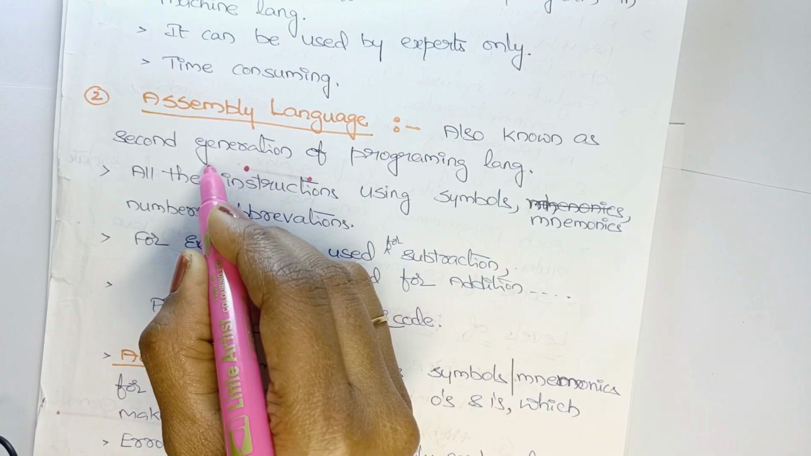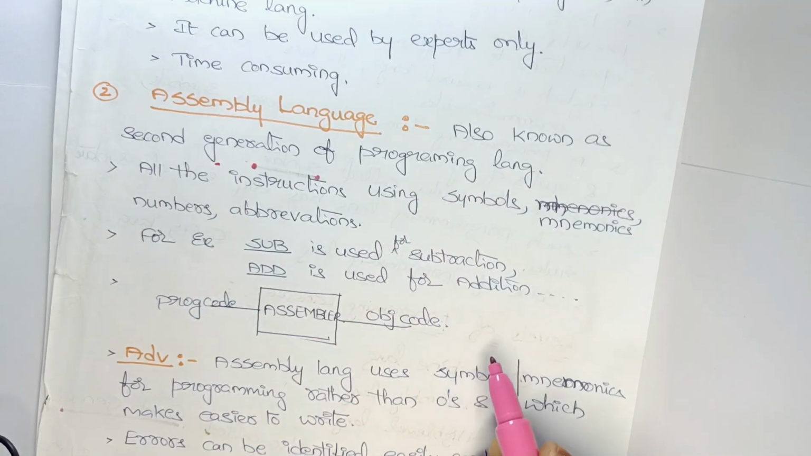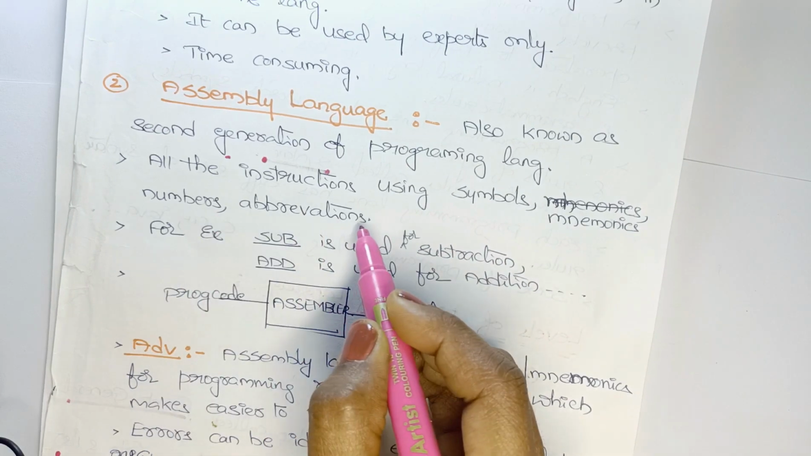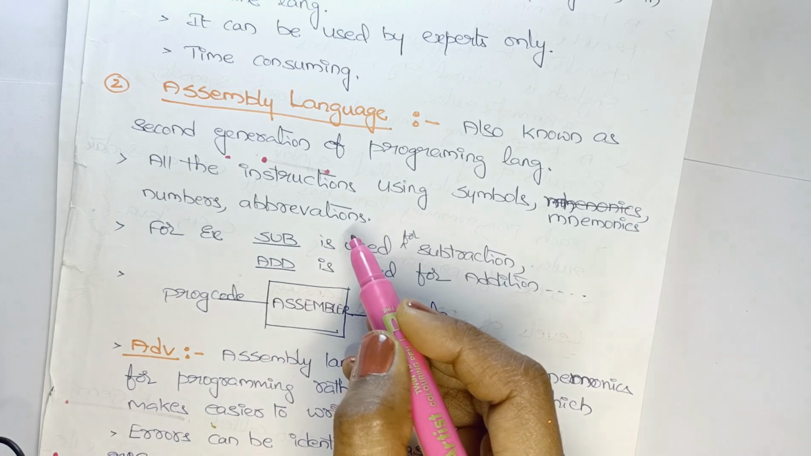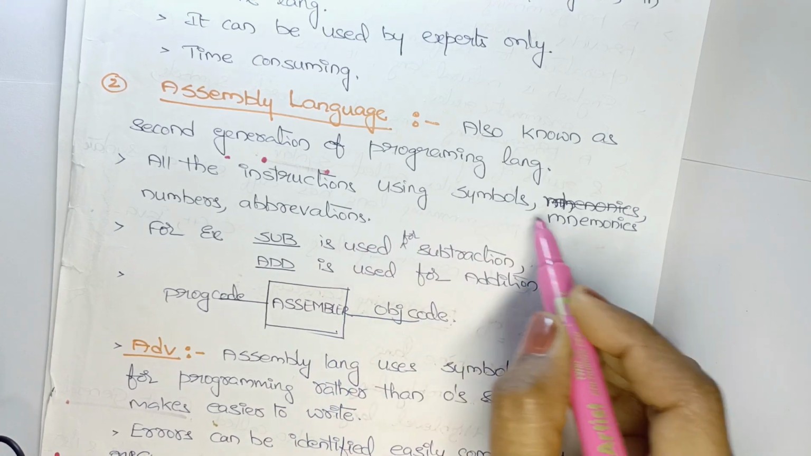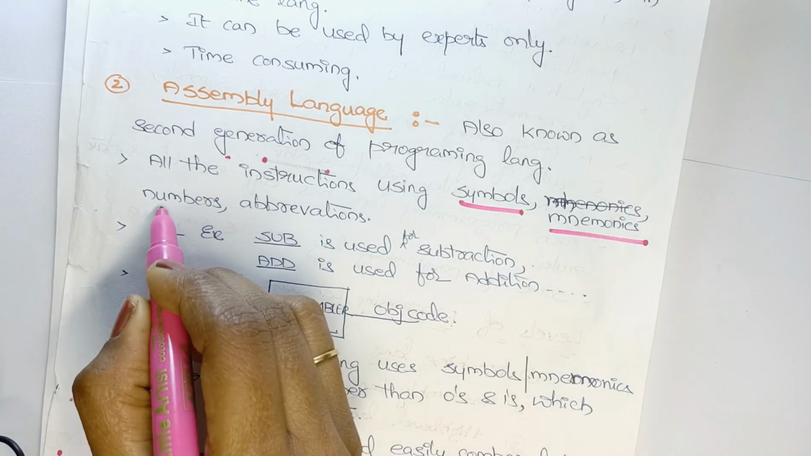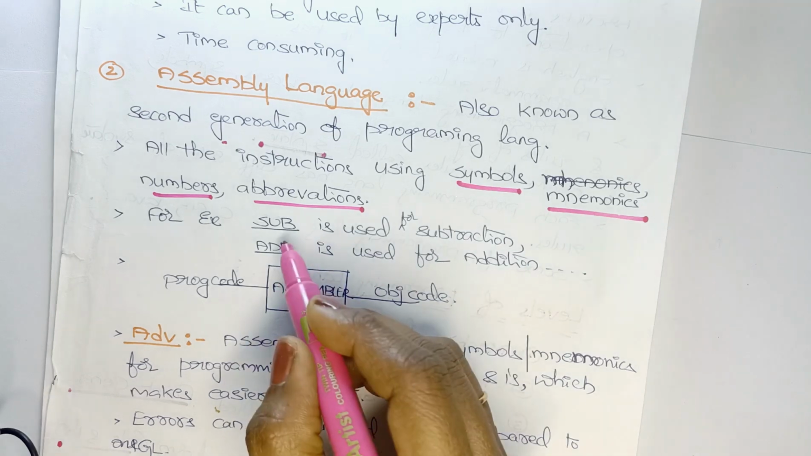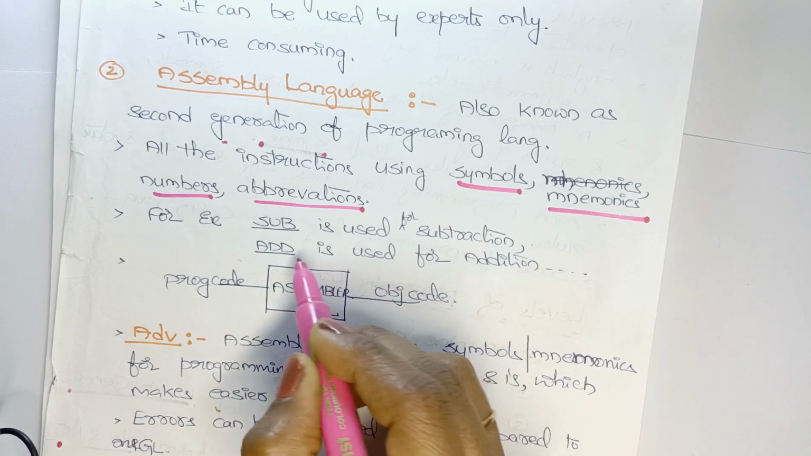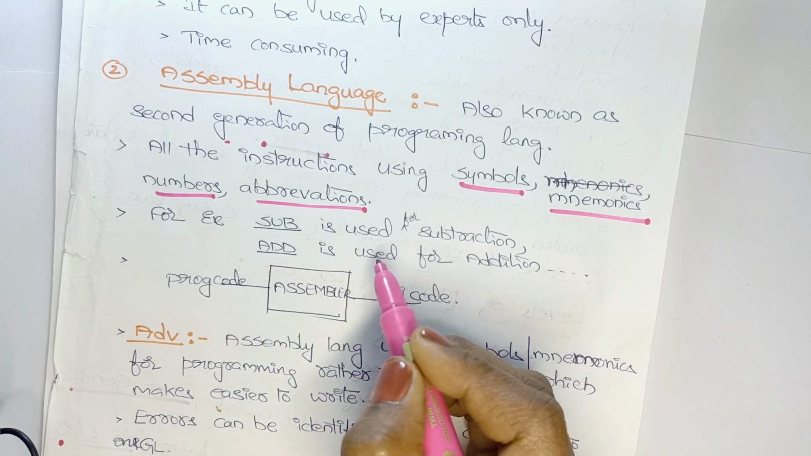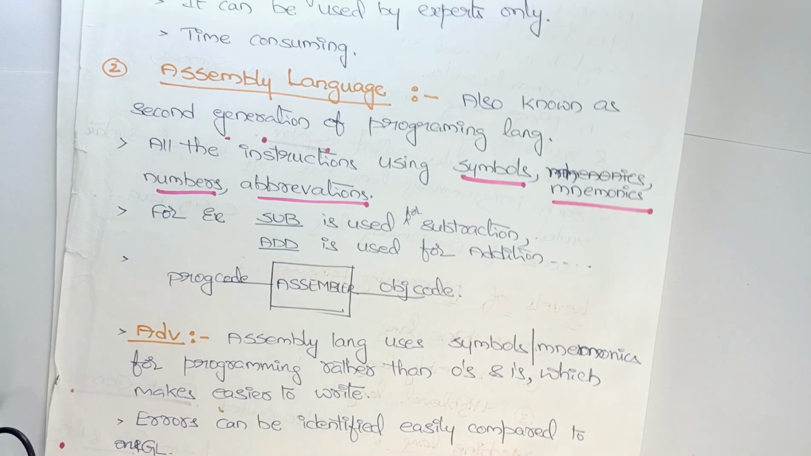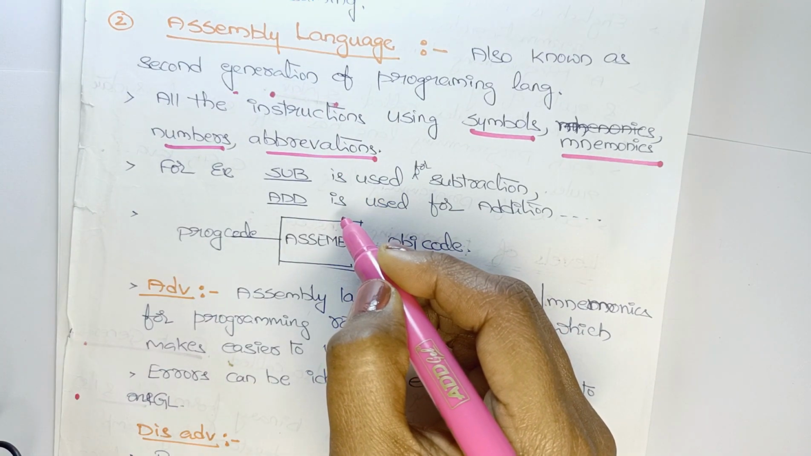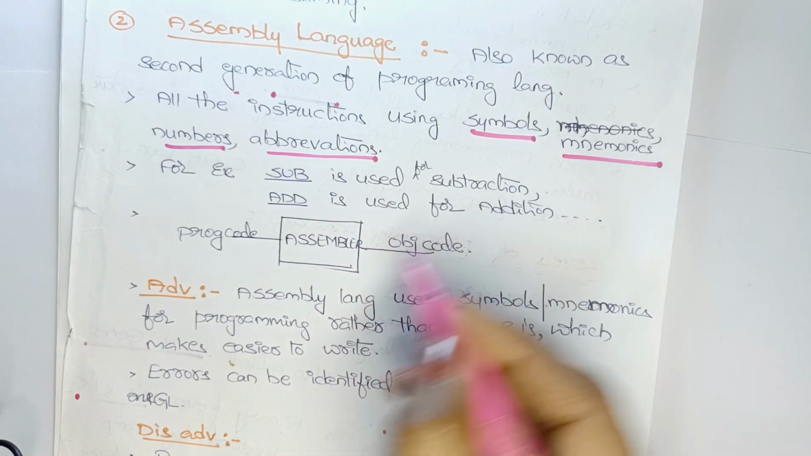Assembly language is also known as a second generation programming language. All the instructions use symbols, mnemonics, numbers, and abbreviations. So if you want to write any instruction, it should be written using symbols or mnemonics, numbers, abbreviations. By using this, we write the assembly language. For example, sub is used for subtraction, add is used for addition, mul is used for multiplication, and so on. So in assembly language, if we want to write any program, we will use these mnemonic symbols.